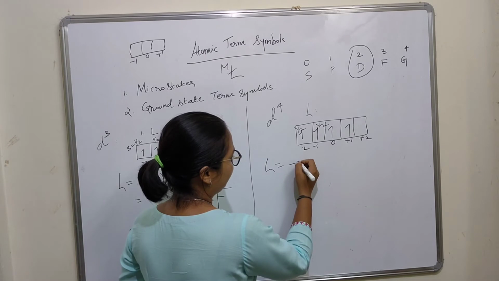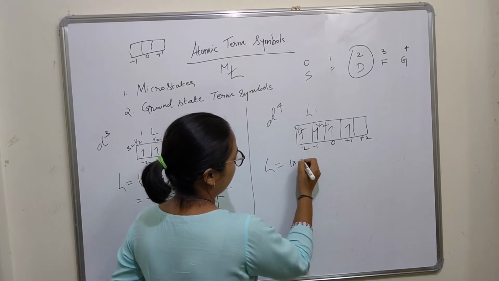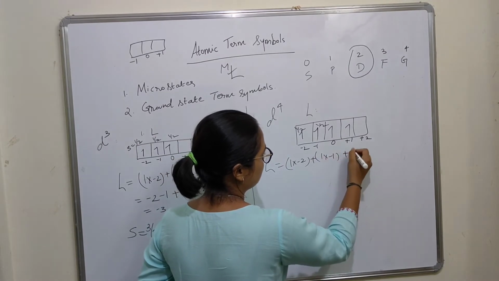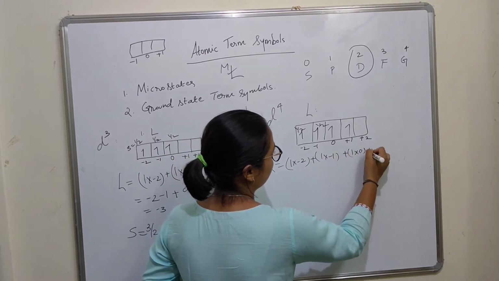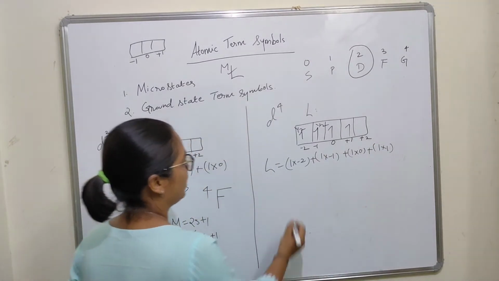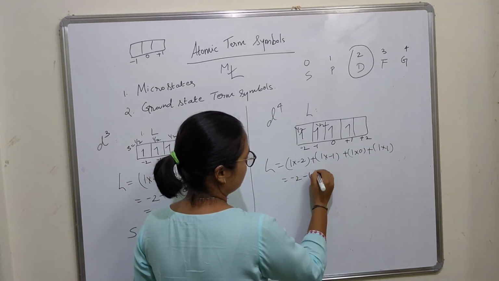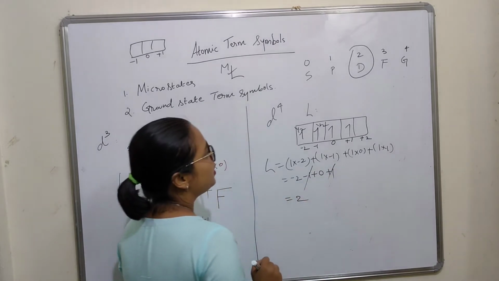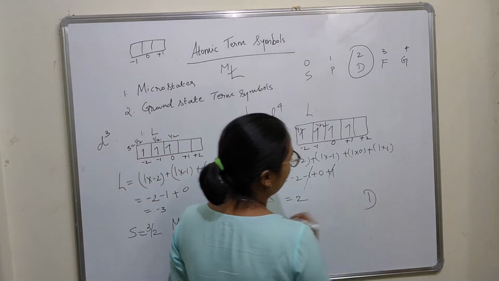Okay, let's find out the value of L. We have 1 into minus 2 plus 1 into minus 1 plus 1 into 0 plus 1 into 1. Here it is a positive sign, so 1 electron in 1. So minus 2, minus 1 plus 0 plus 1. These are going to cancel out, so L is going to be 2. Okay, so for 2 we have D.